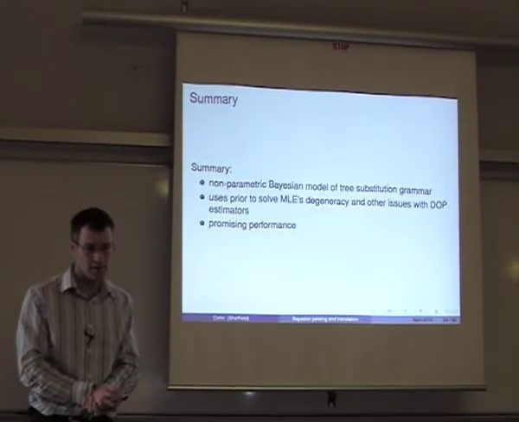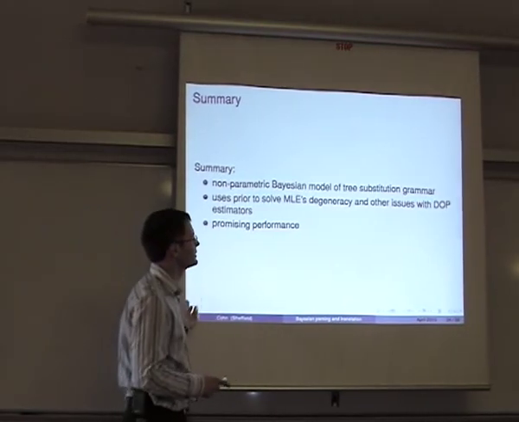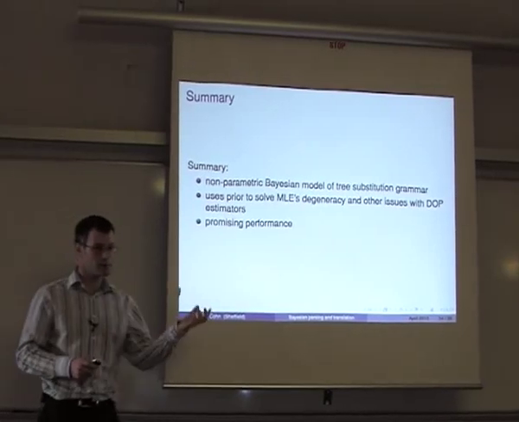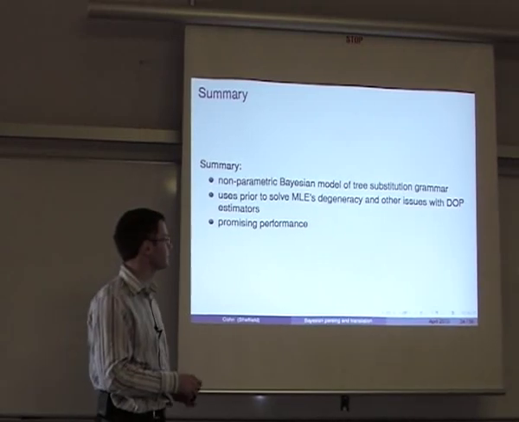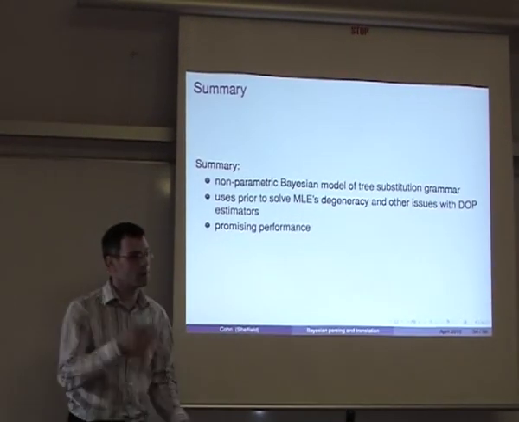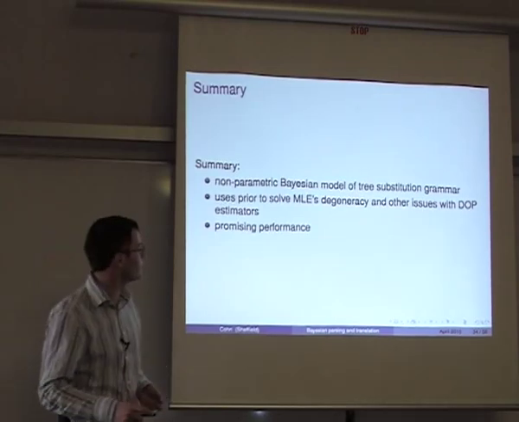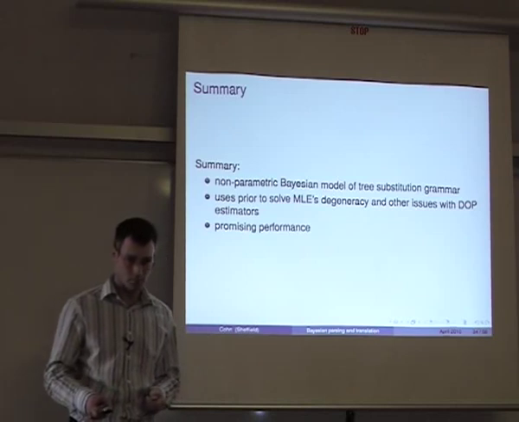Okay, so just to summarize this part, I've shown you a non-parametric Bayesian model of TSG. It uses a prior to solve problems with the maximum likelihood model and various other problems that you see with other DOP estimators. And it's shown that the performance can be on par with other very good models. It's not state-of-the-art, but it has the potential to get there.